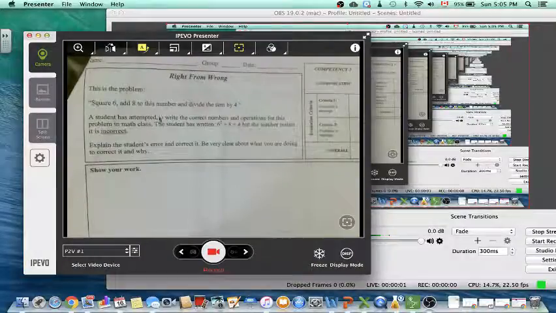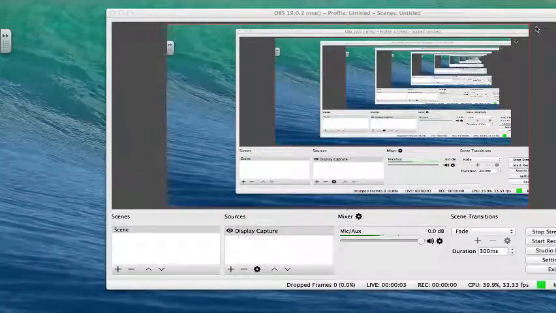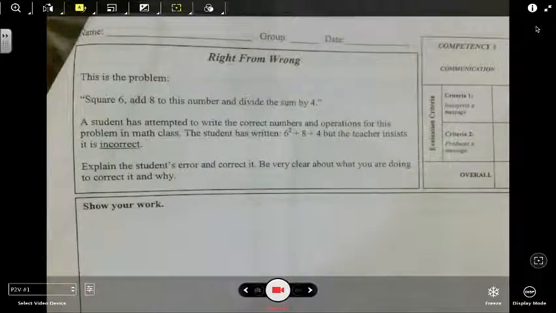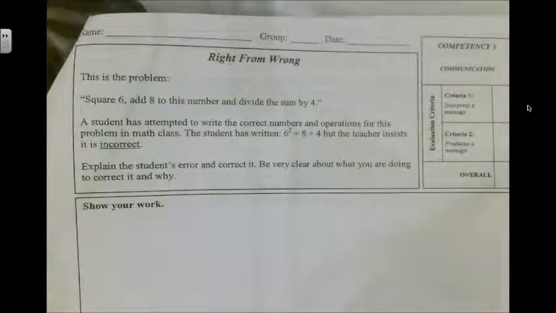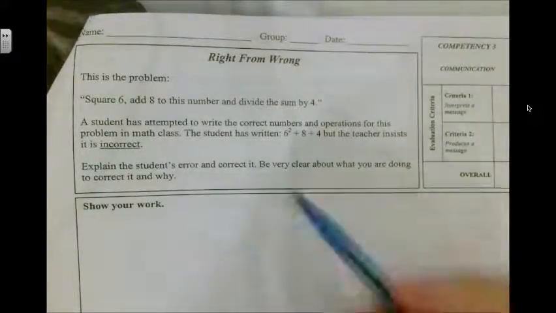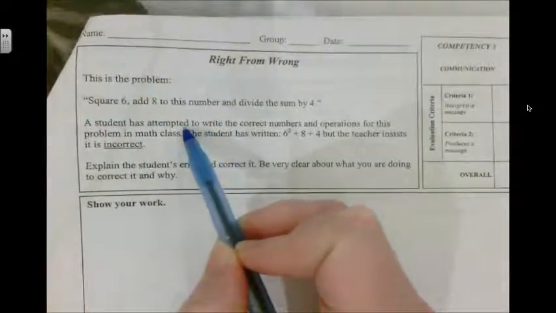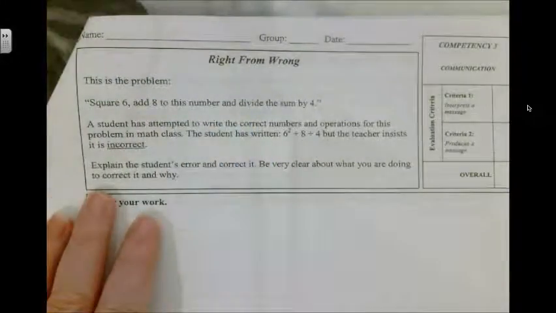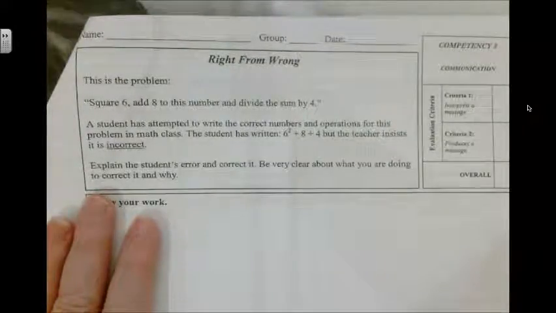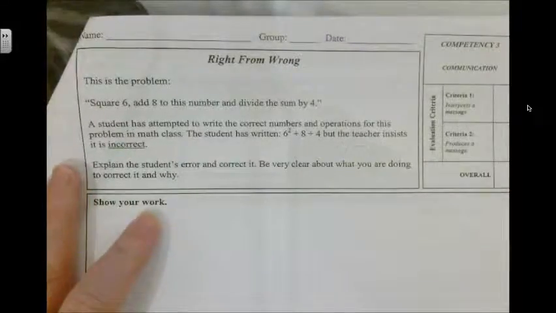This video is for grade 7 from your long answer review package, the third package. So this question says, this is the problem. You square 6, add 8 to this number, and divide the sum by 4. A student has attempted to write the correct numbers and operations for this problem in his math class. The student has written 6 squared plus 8 divided by 4, but the teacher insists that this is incorrect. So we have to explain the student's error and correct it.